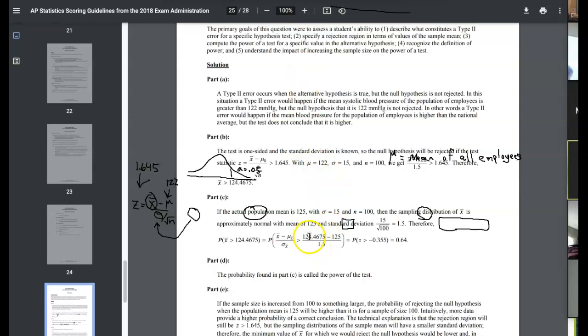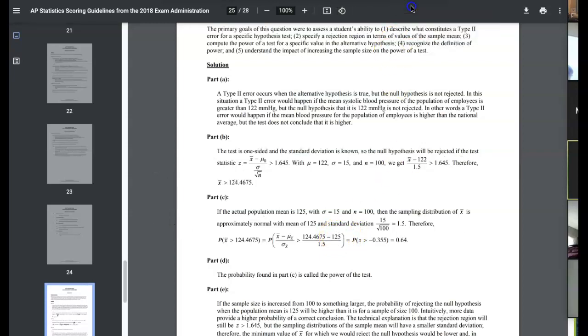Your sample mean is 124 for your company. The population mean of your company is 125. The z-score is negative 0.35. The p-value of the test is 0.64, and calculate that probability, this new probability, because usually we would have 122 like we did up here. That would be the probability of rejecting the null hypothesis. But now, since we've changed it to 125, it's called the power of the test.